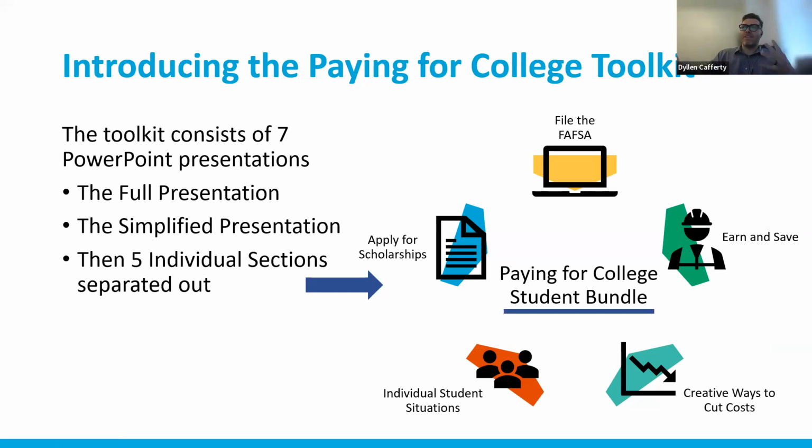And we have what my team and I have called the Paying for College student bundle of those different sections. It's called that because think of a stick. If you have a student or you with a stick and you try to break a stick, it's pretty easy to break, right? Now, if you have a bundle of sticks, it's a lot harder. And to apply that to students and their paying for college options, the more they try to access different resources, the easier it's going to be for them to possibly pay for college in the end, right? So we recommend that students use these action items that I have listed here in this bundle. So apply for scholarships, file the FAFSA, earn and save, creative ways to cut their costs while in college and before. And then, of course, there are some individual student situations that depend on the student, right? That can be paired with some of these different topics.